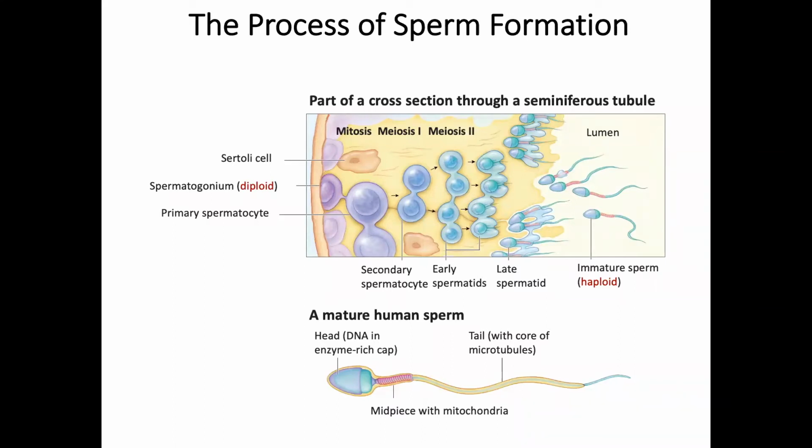So this is basically a summary of the video you just watched. I will not go through this in detail, but I want to mention that in this cross-section of a seminiferous tubule, you can see all stages of spermatogenesis. And the Sertoli cell here works as a nurse cell and helps in the process of spermatogenesis by secreting hormones and supporting testicular fluid.